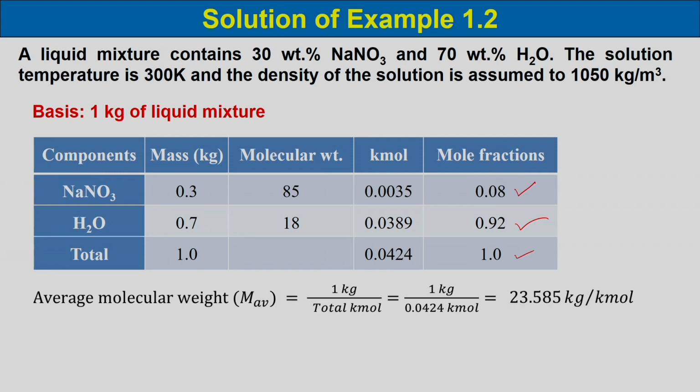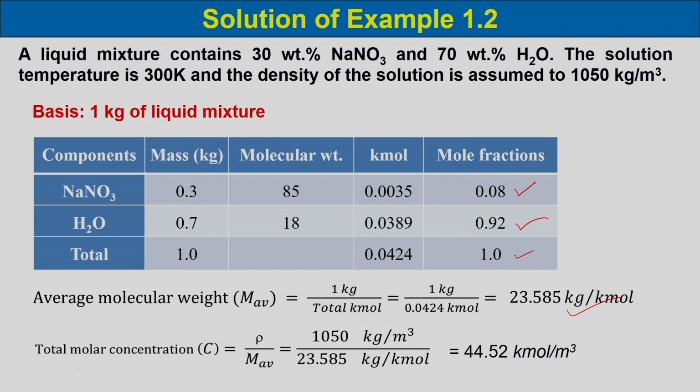So, average molecular weight we can calculate over here: 1 kg divided by total kilomole. The total kilomole, over the total basis we have considered of the mixture, is 1 kg divided by 0.0424 kilomole. So, it will lead to 23.585 kg per kmol.